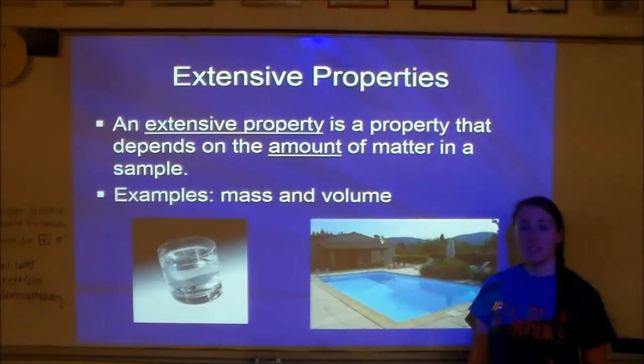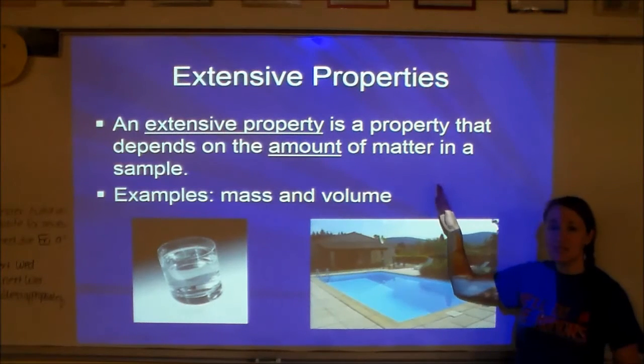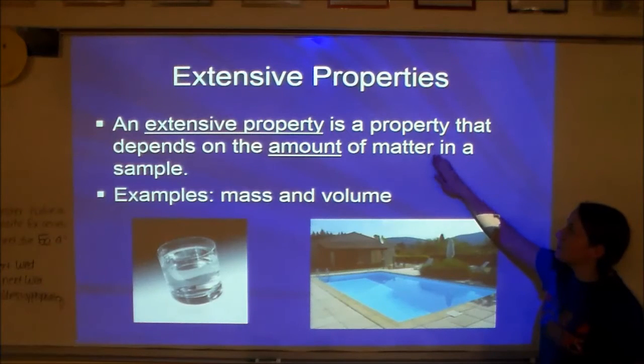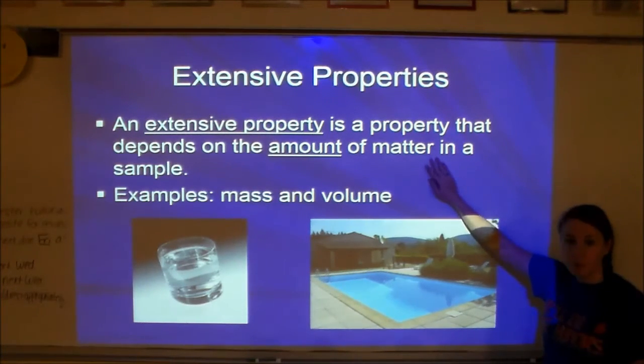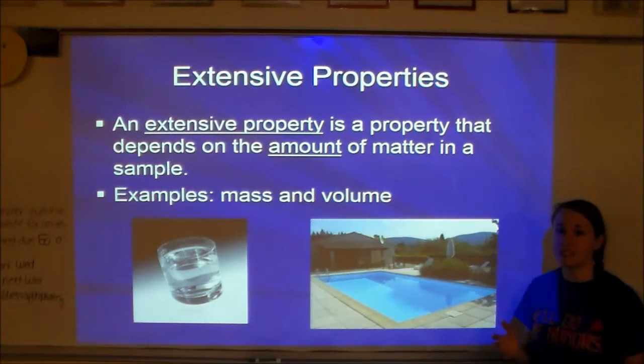So there are a couple of different types of properties we're going to talk about in this chapter, and we're going to start with the difference in an extensive and an intensive property. Okay, so an extensive property is a property that depends on the amount of matter in a sample. And examples are mass and volume. Okay, so extensive, we care how much we have.